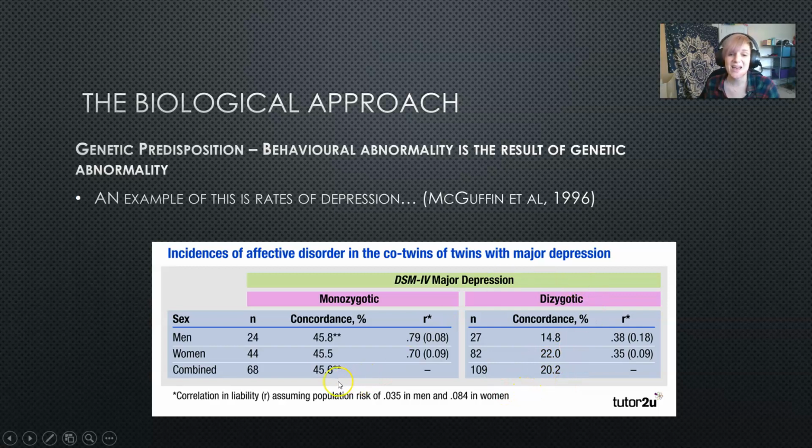So we can see there that as the rate of shared genes decreases, the concordance rates of depression also decrease. So this is strong evidence for there being a genetic predisposition to depression.